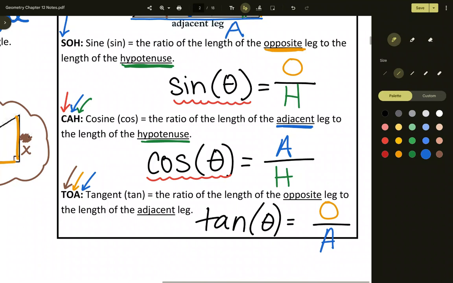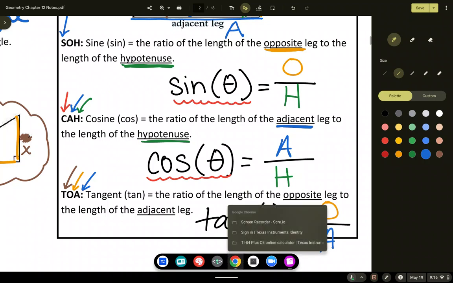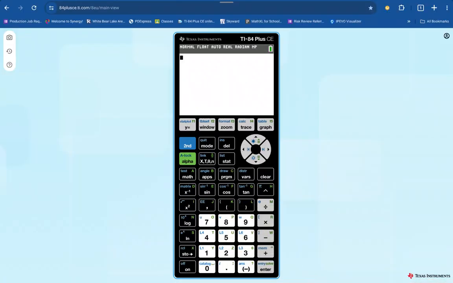All right, I'm going to jump over to my calculator here. Let's see, calculator. There it is. On my calculator, which is a graphing calculator, so yours might look a little different, we have our sine, cosine, and tangent buttons right in the middle. If I want to access them, I have to make sure that I'm in the right mode.